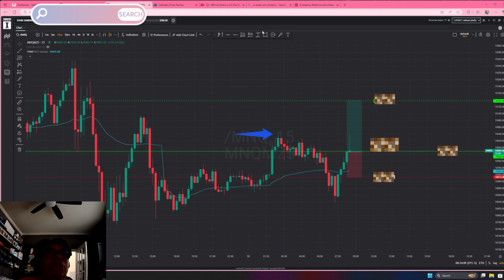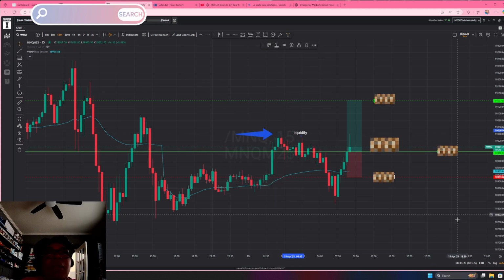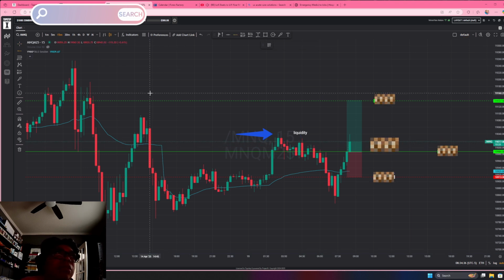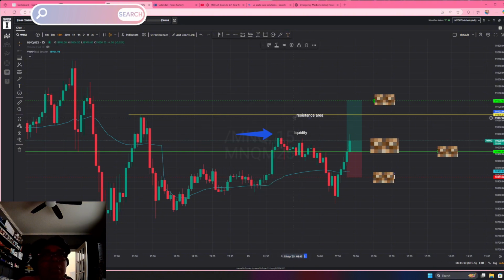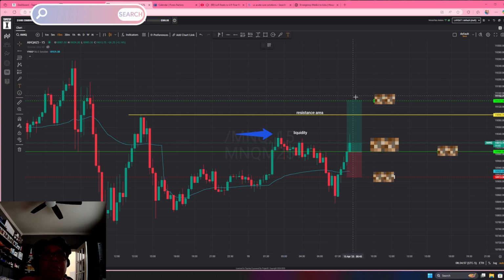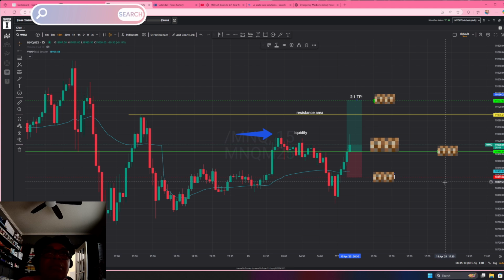While it can vary from day to day, I typically go on the higher time frames and mark up my charts. Look for areas of interest that the market can react at, and I set my risk to reward. So here I'm also placing a resistance area and also notating my 2-to-1 take profit that I am going for today.